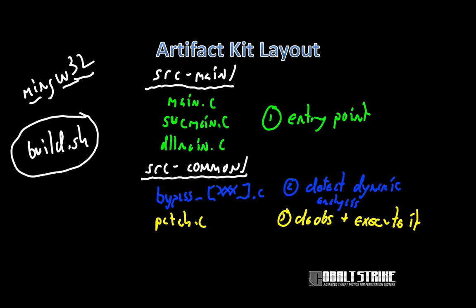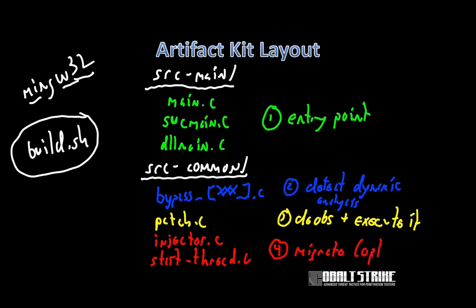But some artifacts do migrate. To do that, they spawn a new program, which is rundll32.exe by default, and you probably don't want that. These artifacts then allocate memory in that temporary process and create or hijack a thread to run our payload in that child process. And so injector.c and startthread.c control this process. That's our fourth step, which is optional for some artifacts, and that's migrating. And there you have it. That's the artifact kit.